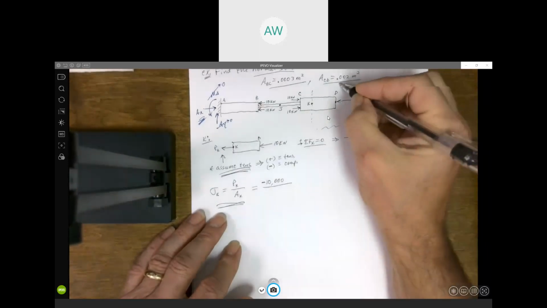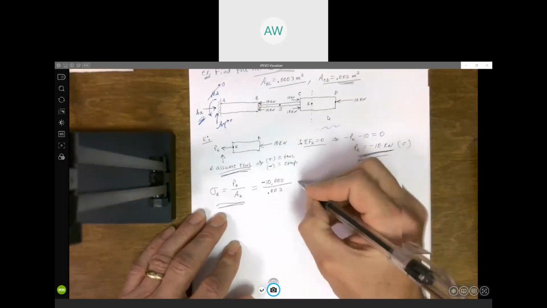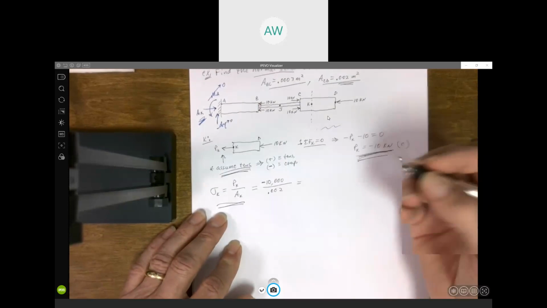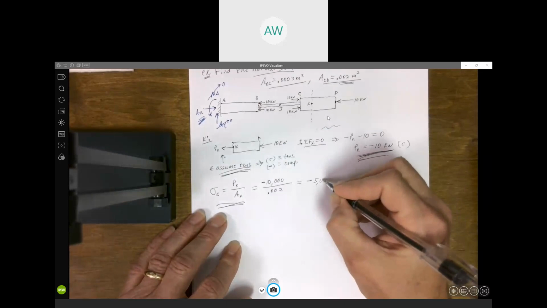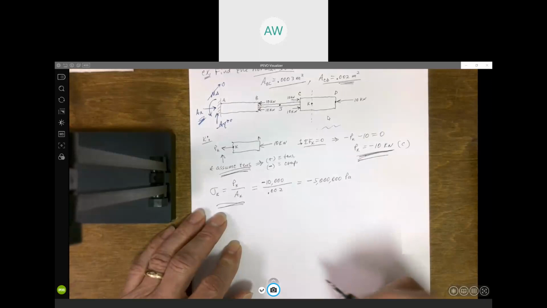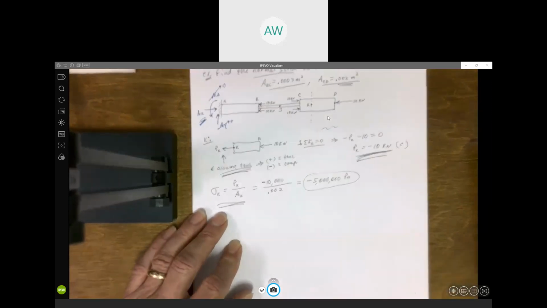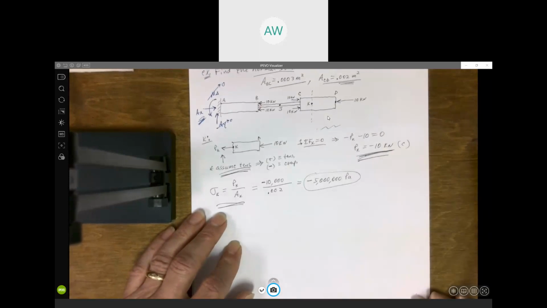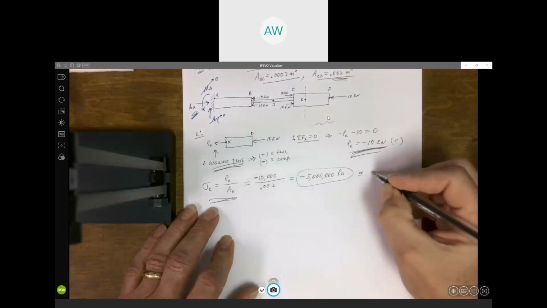Our area was given, K here is section CD. This is 0.002. And so we're going to get a negative, very large number, 5 million. I think I got the right number. Again, these are newtons per meter squared. That's a pascal. So that would be the normal stress acting on the cross section at K, minus 5 million pascals. Right? It's in compression.